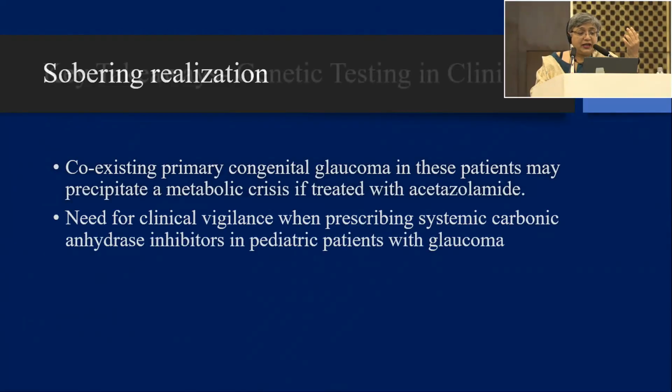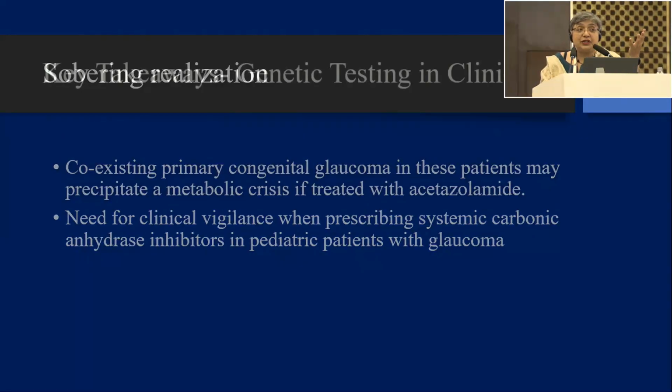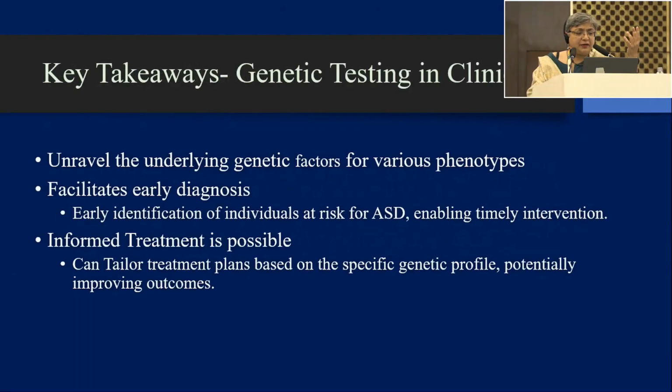So the sobering realization is that coexisting PCG in these patients may precipitate a metabolic crisis if you treat them with acetazolamide. So I would say my key takeaways are we can unravel genetic factors, it facilitates early diagnosis, and informed treatment is possible. So I think it's been a huge value addition for us, and I'm sure if all of us do start genetic testing, we'll all be better clinicians.